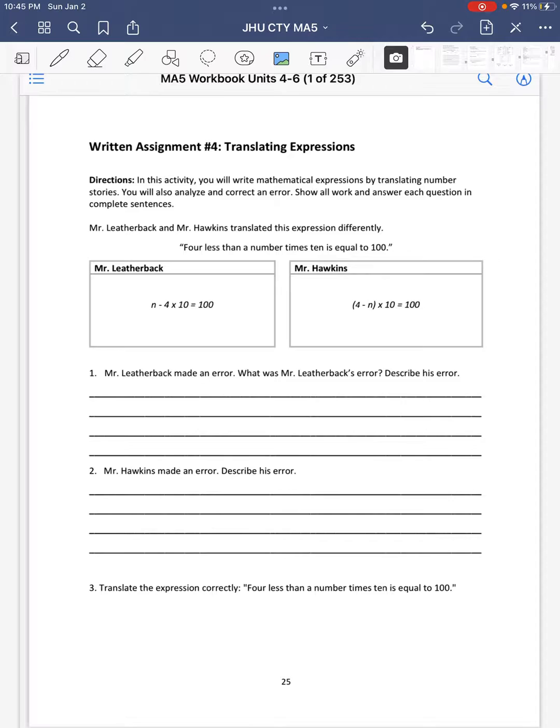Mr. Hawkins also made an error. Describe his error. Again, it did ask you to use complete sentences to do this. Please write legibly so we can read your answers and understand your thinking too. And then it says, translate the expression correctly.